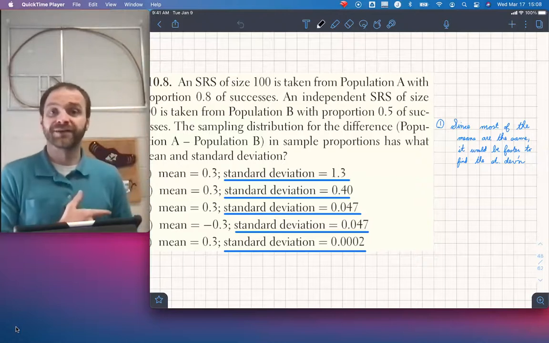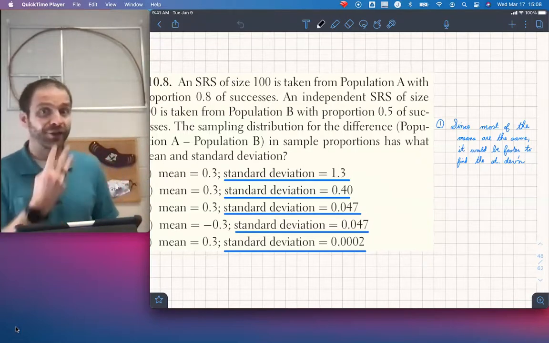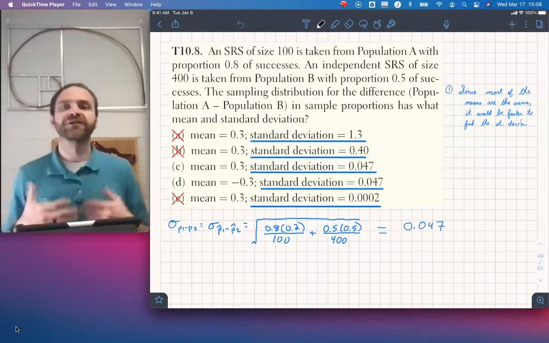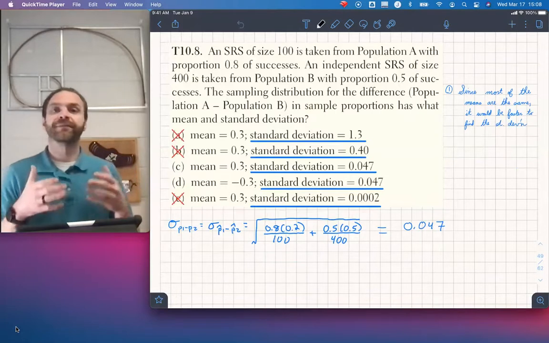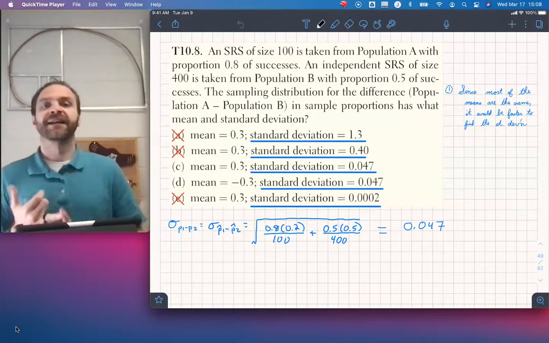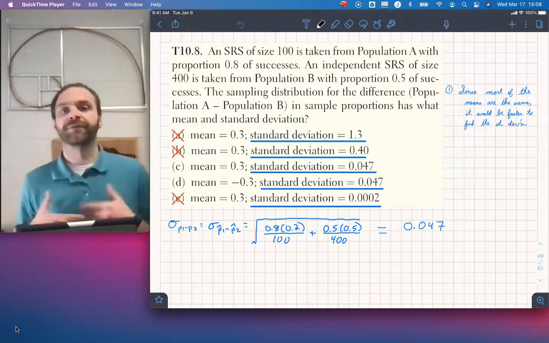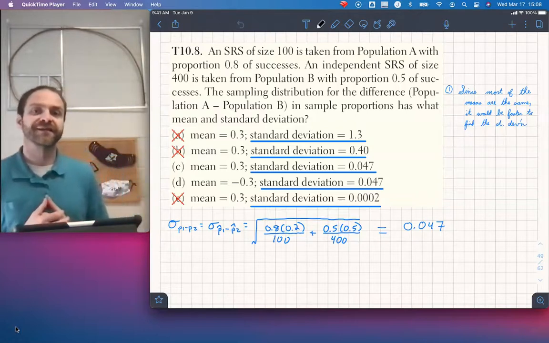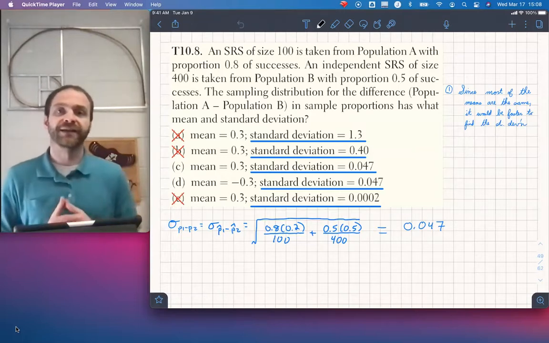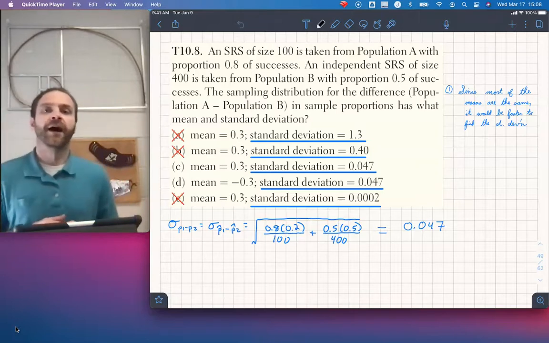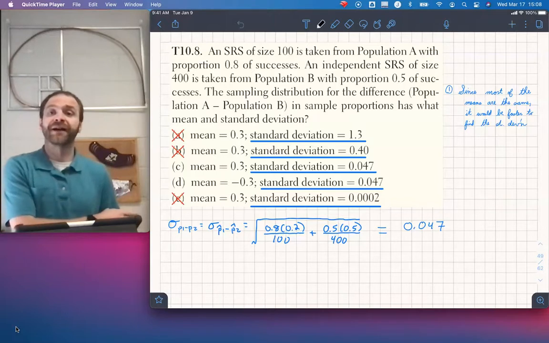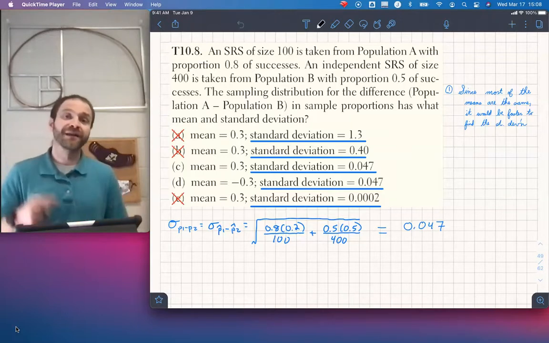If I get 0.047, then at least I can eliminate 3 of the choices right away. And so I'm going to use my standard deviation formula. If I were to read the prompt, it says a simple random sample of 100, population A, 0.8 of successes, independent simple random sample of size 400 from population B, 0.5 of successes, and it does give me the order of subtraction, population A minus population B. That might be important later on. So I'm going to use my standard deviation formula down there, and that formula gives me 0.047.